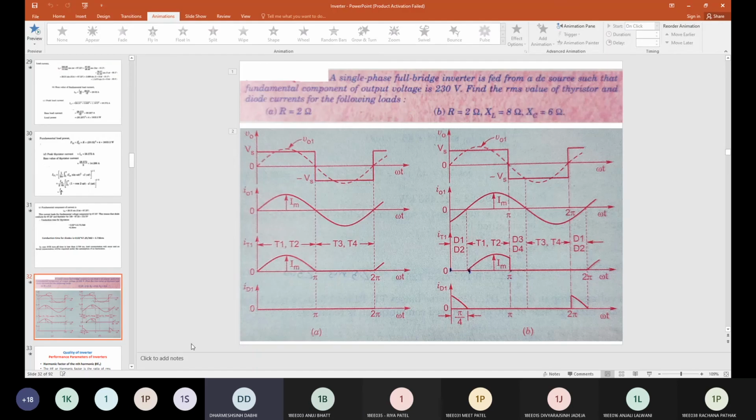As we already discussed in the last lecture, in the last example, how to calculate the RMS value of thyristor current. So can anyone give me the answer? Let's do this example here on the blackboard. Here I share my screen. Ravi, please watch this.